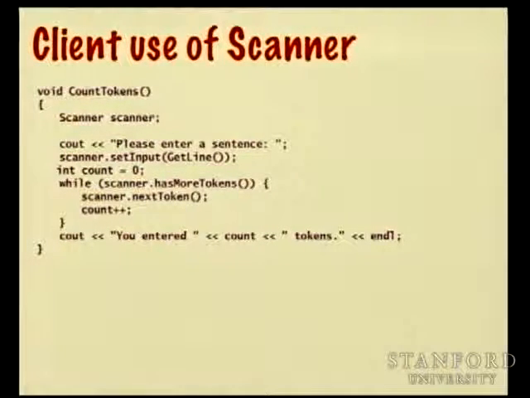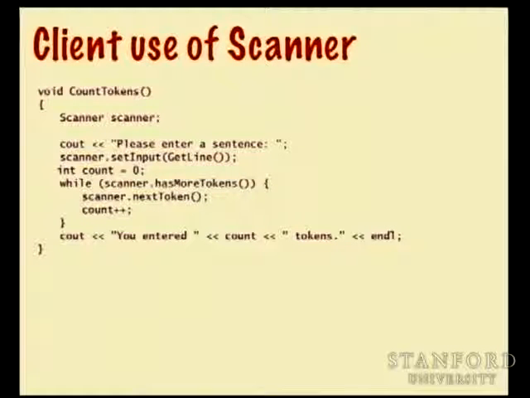So a little bit of scanner code, showing the most common access pattern: you declare the scanner. At this point, the scanner is empty, has no contents to scan. Before I start pulling stuff out of it, I'm typically going to call setInput on it, passing some string. In this case, the string I'm passing is the one that was entered by the user using getLine. And then the ubiquitous loop that says, while the scanner has more tokens, get the next token. In this case, I'm not even paying attention to what those tokens are, I'm just counting them. So this is a very simple access that just says, call next token as many times as you can until there are no more tokens to pull out.